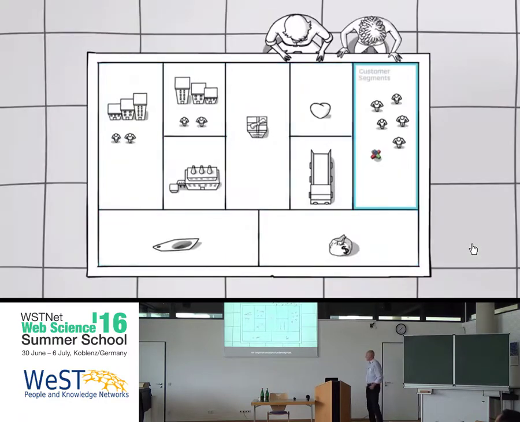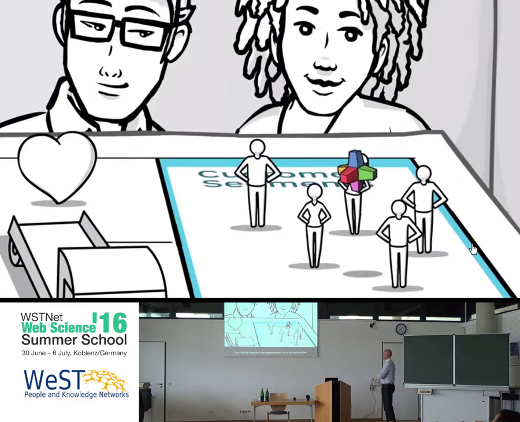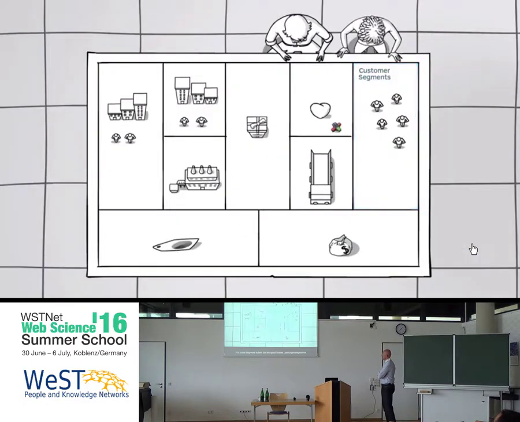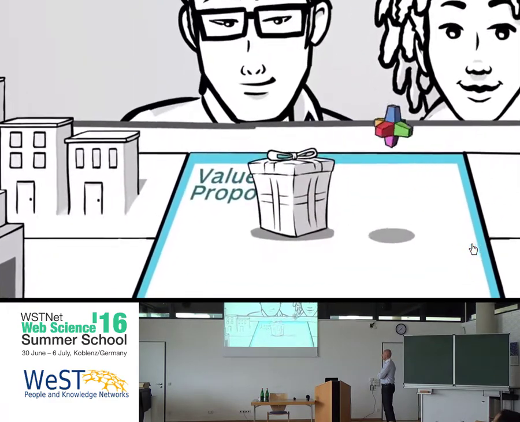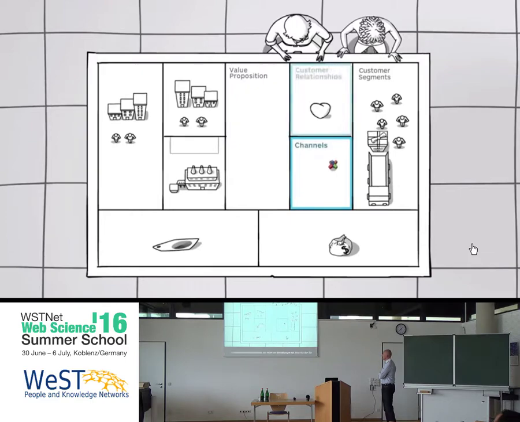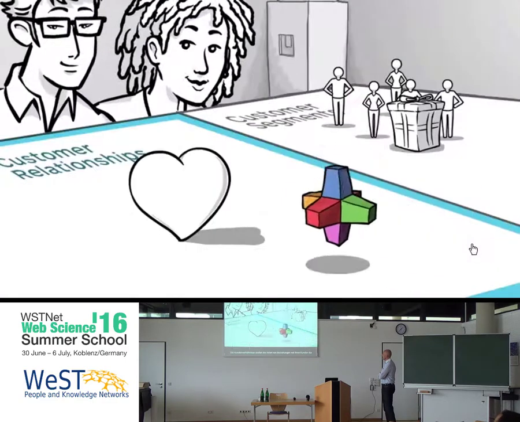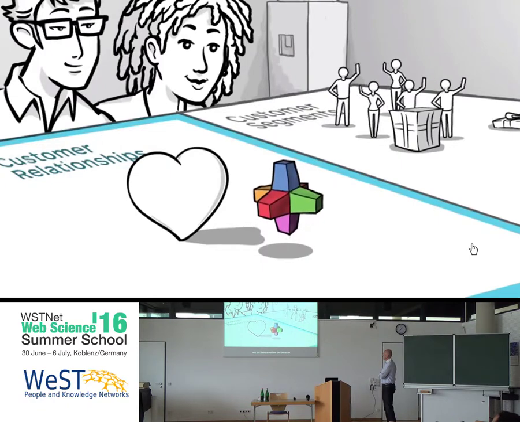We'll start here with customer segments. These are all the people or organizations for which you're creating value. For each segment, you have a specific value proposition. These are the bundles of products and services that create value for your customers. Channels describe through which touch points you're interacting with customers and delivering value. The customer relationships outline the types of relationships you're establishing with your customers and how you're acquiring and retaining them.